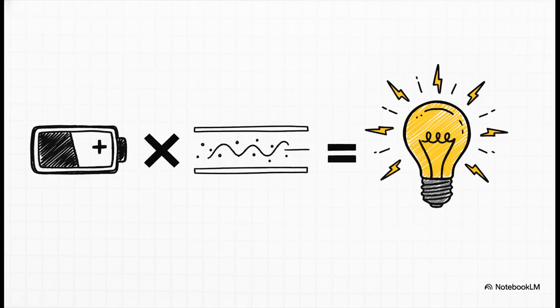And what's so beautiful about all this is how elegantly it all fits together. The formula for power? It's just voltage times current. That's it. The power you get is literally the strength of the push multiplied by the rate of the flow. Simple, elegant, and incredibly, well, powerful.